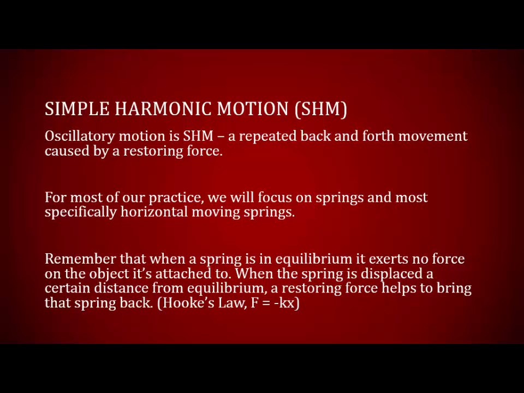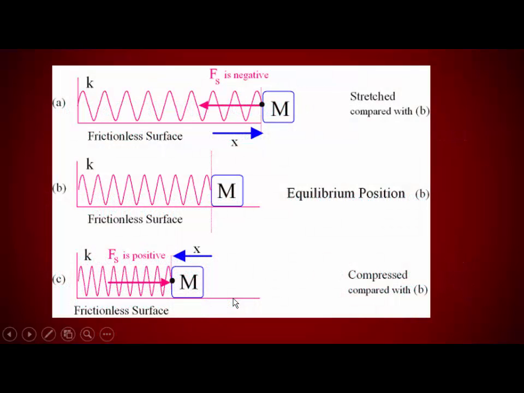So remember that when we have a spring that's in equilibrium, there's no force on the object that it's attached to. Only when we pull that spring out or compress it does that restoring force try to bring that object back to its equilibrium position. This is why this value here is a negative, because the restoring force always acts in a direction opposite to the object's displacement. So I have a little graphic here to show that to you guys.